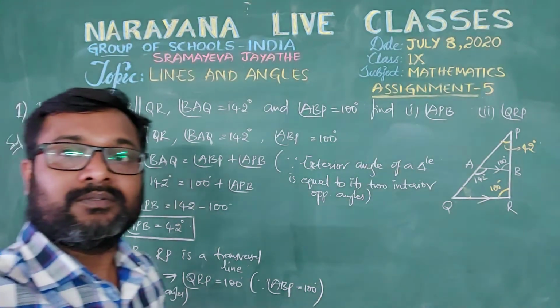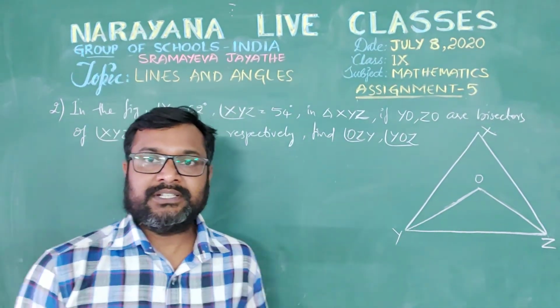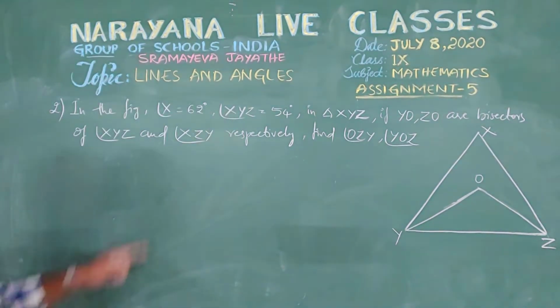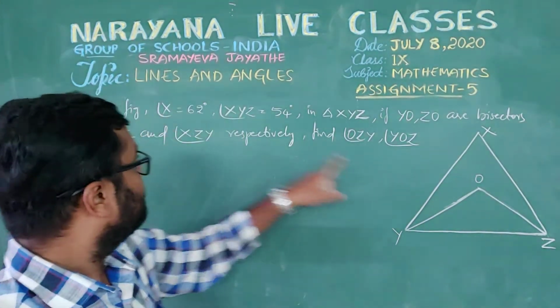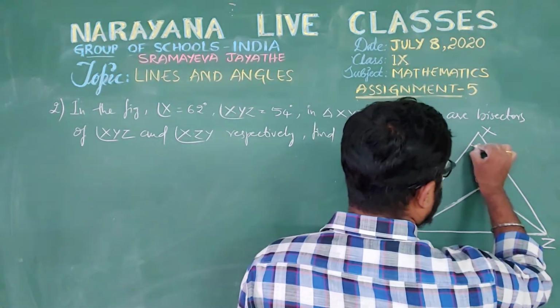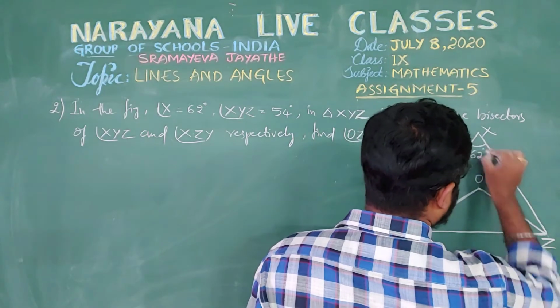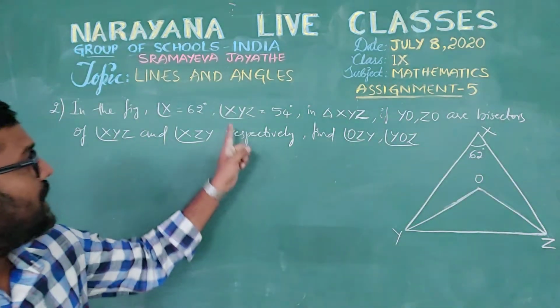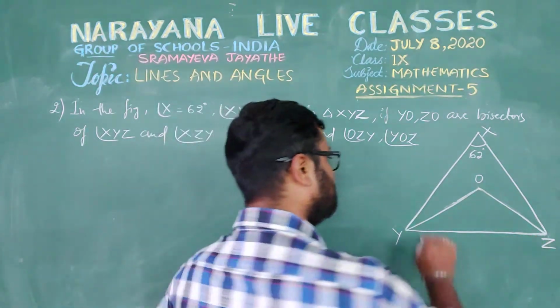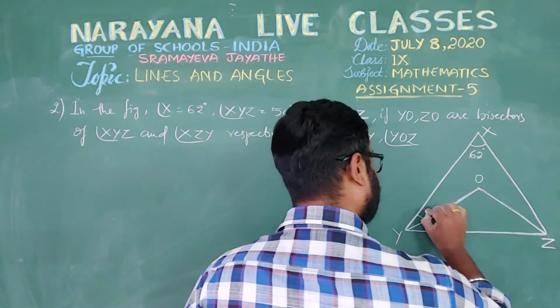Children, let's see the second question on the board. In the figure, angle X is 62 degrees, that is, this is 62 degrees, and angle XYZ, this total angle, is 54 degrees.